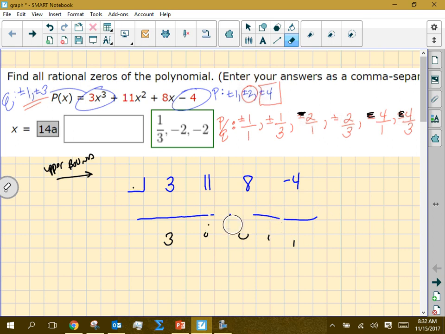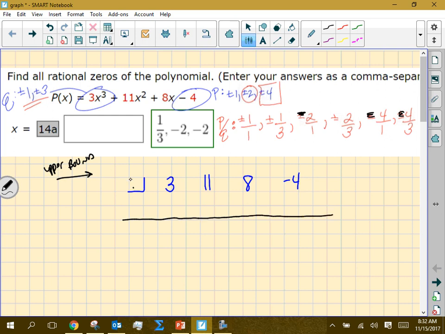Now, because maybe I graph this thing, I'm going to try negative 2. And if I try negative 2, I'm going to bring my 3 down. Multiply gives me negative 6. Add gives me 5. Negative 10. Negative 2. Positive 4. And there's my 0, right?